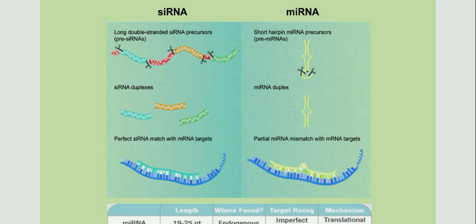Long double-stranded siRNA precursors, pre-siRNA. Short hairpin miRNA precursors, pre-miRNA. siRNA duplexes, miRNA duplexes. Perfect siRNA match with targets, while miRNA has a partial mismatch with the mRNA targets.